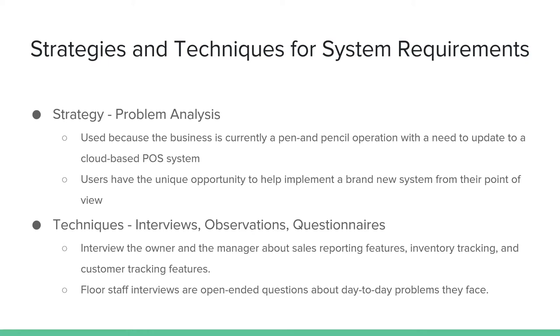The strategy we use for gathering system requirements is problem analysis. The techniques we used were interviews, questionnaires, and observations. The owner and manager were interviewed about sales reporting features, inventory tracking, and customer tracking features. The floor staff were asked open-ended questions about the day-to-day problems they faced.